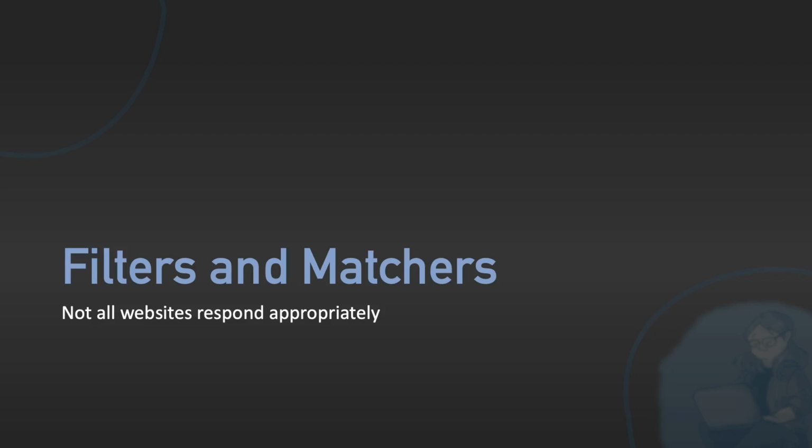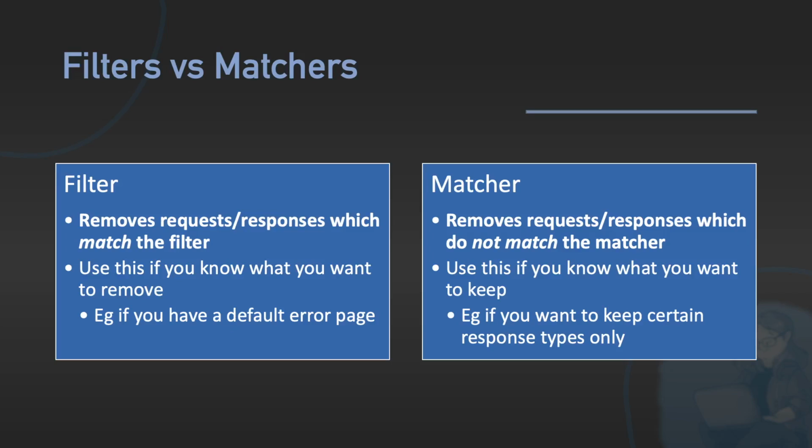Now, filters and matches. Not all websites will return appropriate requests, like a 200 or a 404. Sometimes they'll accept anything and just give an empty response. So some of the really cool things you can do with ffuf is have filters and matches. Both of them help cut down your 380 results into the 5 results you're actually interested in. So a filter will remove requests and responses which match the filter. A matcher removes requests and responses that do not match the matcher. That's really important to know because they're different.